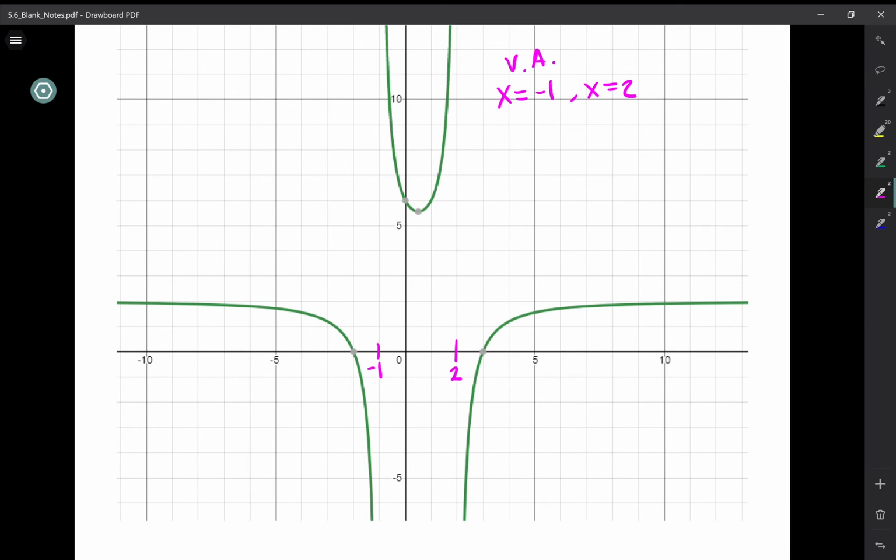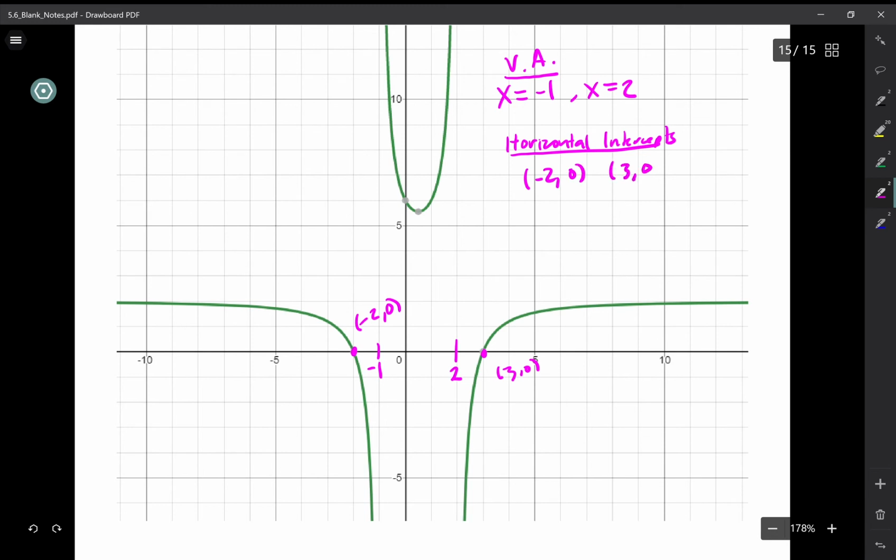Okay, we found our vertical asymptotes. Let's find our horizontal intercepts, or x-intercepts. Well, that looks like it's at (-2, 0) and (3, 0). And my horizontal asymptote looks like it's at this value right here, right? If I go along like this, I would say that's at y equal to 2 is my horizontal asymptote.